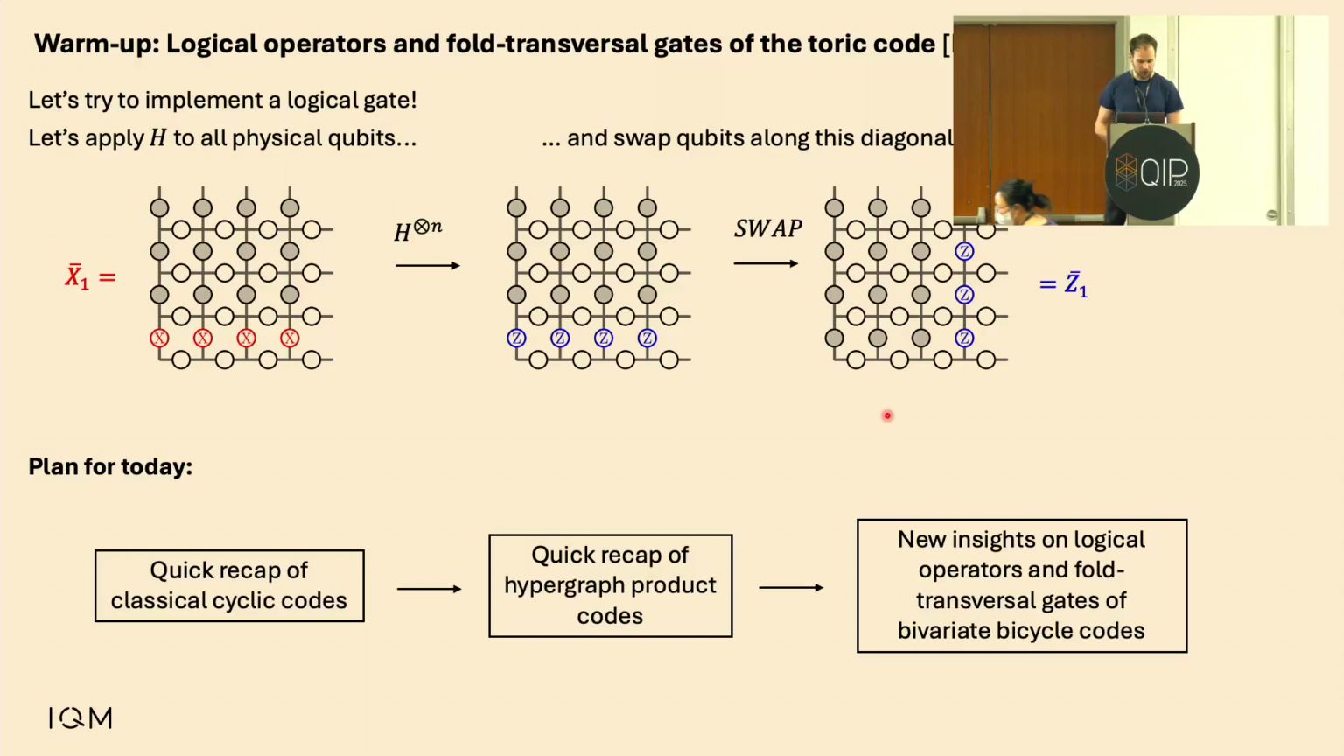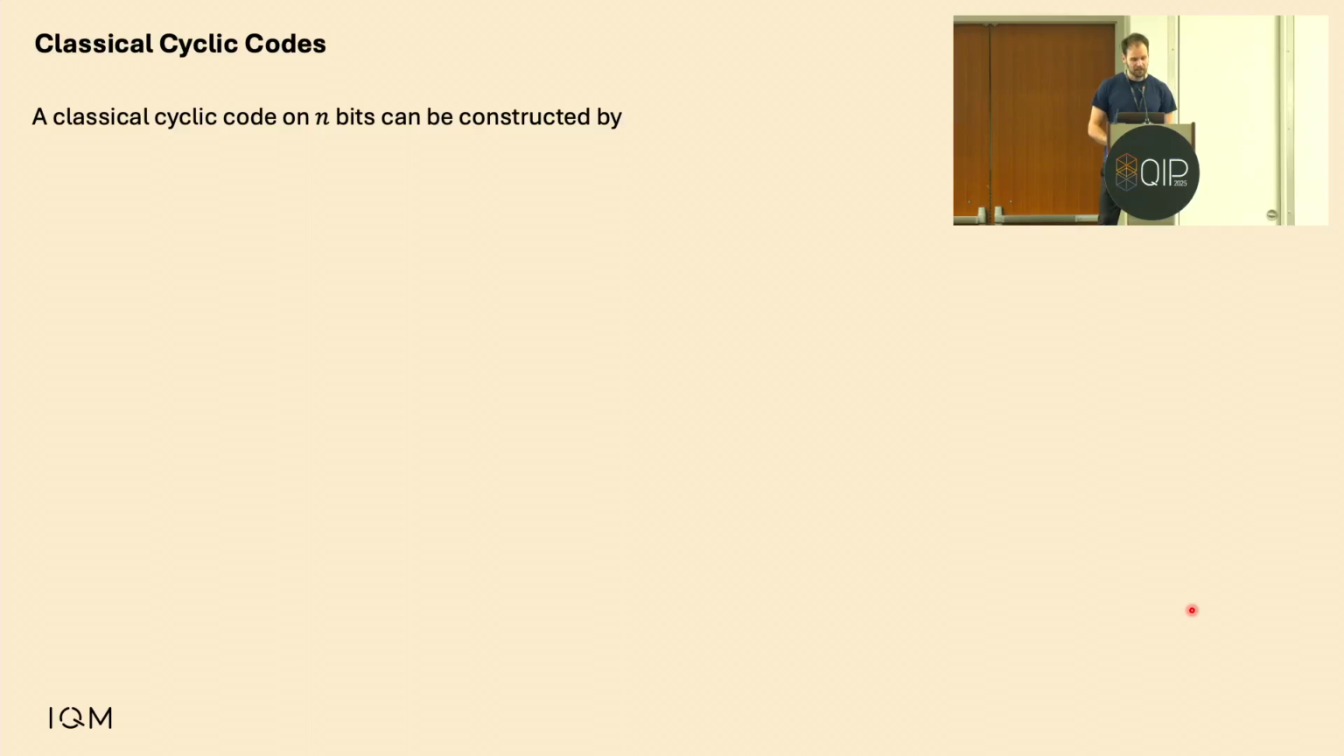So to do this concretely, I will first tell you a little bit about classical cyclic codes. Then I will tell you about these quantum codes with product structure. And then I will drop the product structure and will tell you what we can keep and what not. So yeah, I really wanted to tell you 2 slides about cyclic codes.